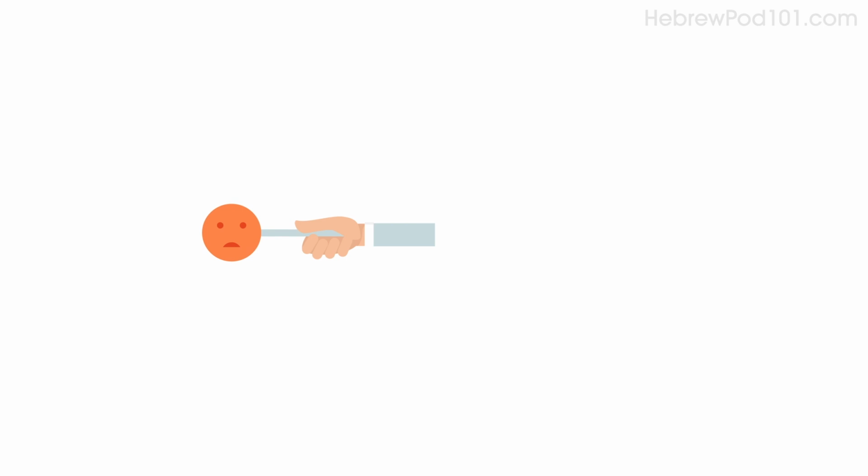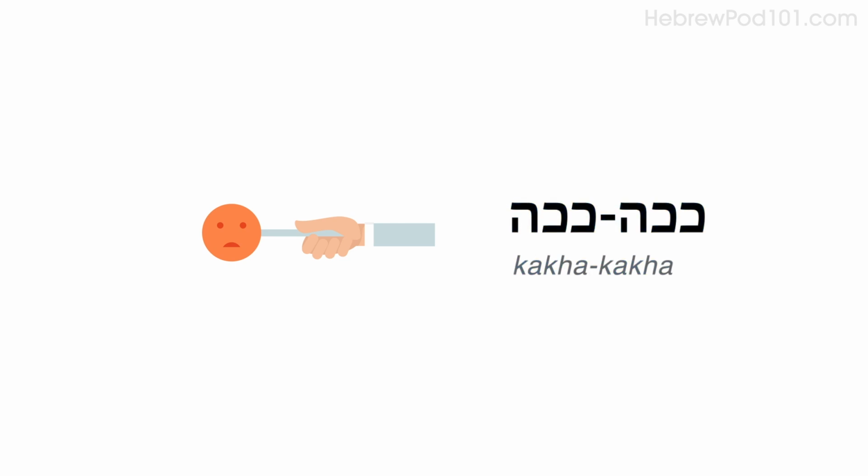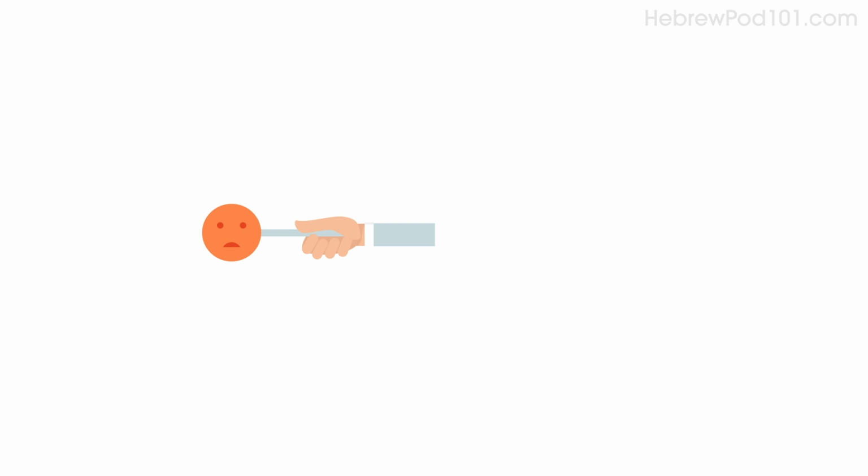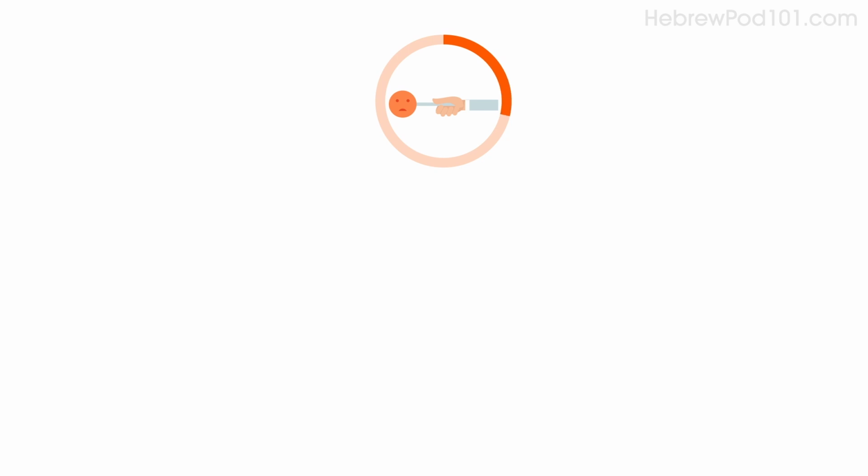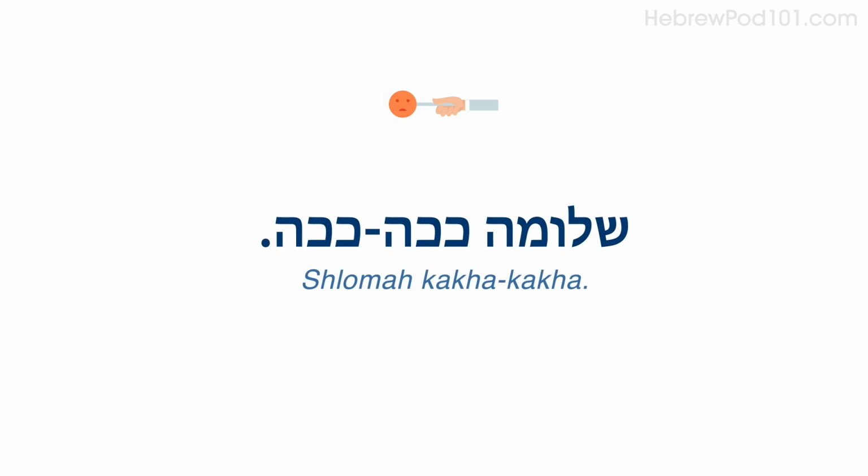Now imagine she's so-so. Do you remember how to say so-so? ככה ככה. Say, "She's so-so." שלומה ככה ככה. Now, answer the question saying she's so-so. מה שלום אמא שלך? שלומה ככה ככה.